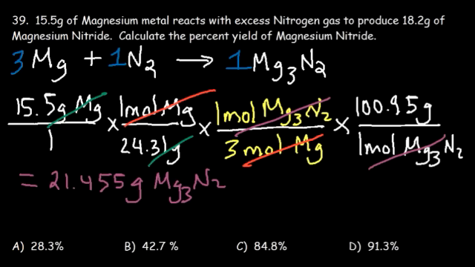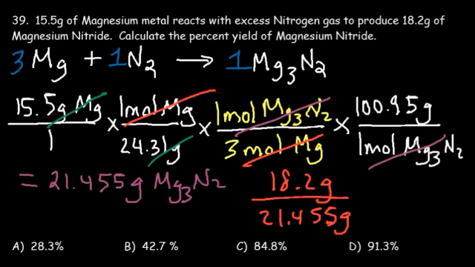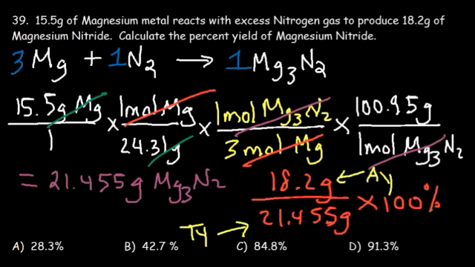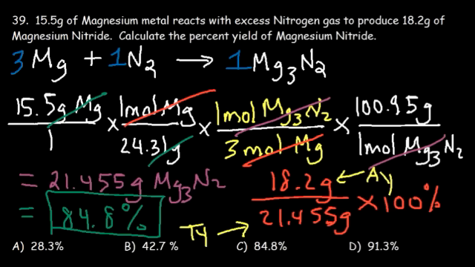But now, according to this problem, we only got 18.2 grams of magnesium nitride out of the maximum 21.455 grams. So this is how you calculate percent yield. It's going to be the actual yield, which I'm going to represent as AY, divided by the theoretical yield, and then times 100%. So if you plug those numbers in, the answer should be 84.8%. So that's the answer to the problem. So answer choice C is the correct answer for this problem.